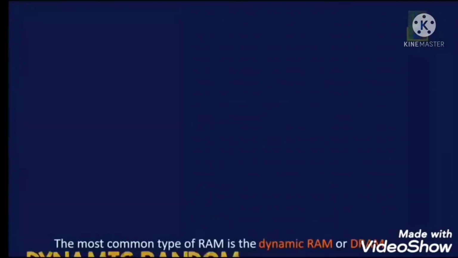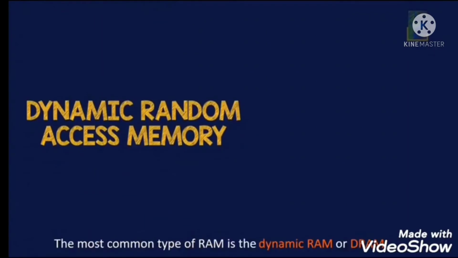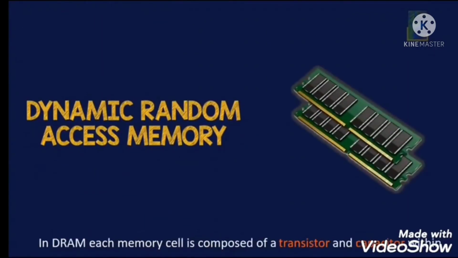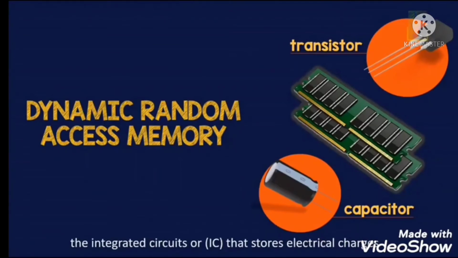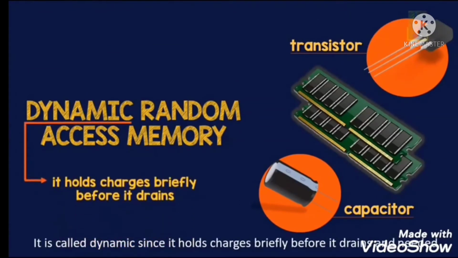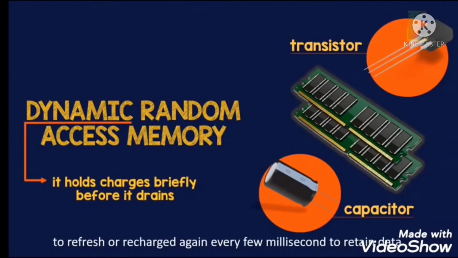The most common type of RAM is the dynamic RAM or DRAM. In DRAM, each memory cell is composed of a transistor and capacitor within the integrated circuit, or IC, that stores electrical charges. It is called dynamic since it holds charges briefly before it drains and needs to be refreshed or recharged again every few milliseconds to retain data.